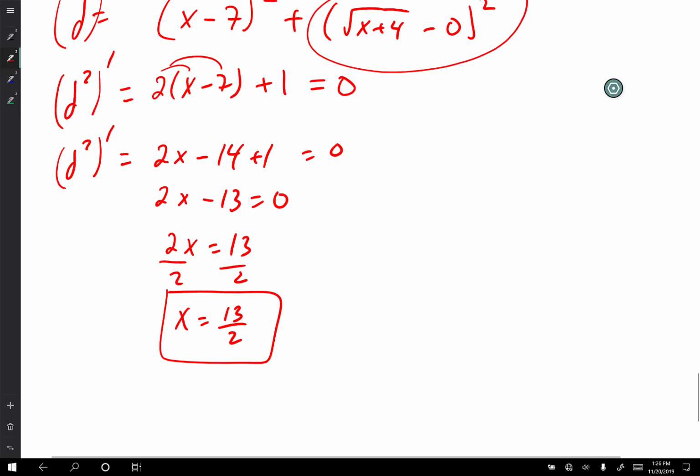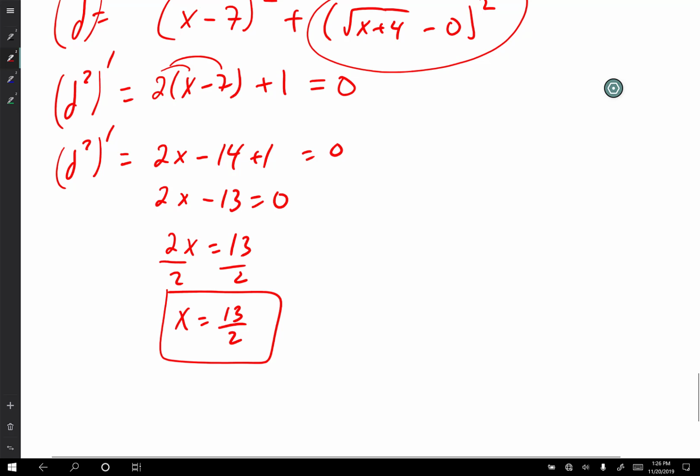Oh, I'm taking the derivative of d squared. I'm not changing that. It's like saying, if I were to call that y, I would call this y prime. You know what I mean? Then that makes sense?